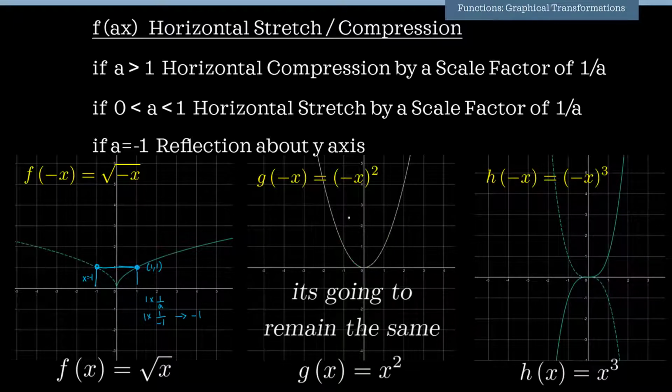Similarly, for the function g of x, let's take this point over here whose x coordinate is 2 and y coordinate is 4. The y coordinate remains the same for this transformation. For the x coordinate, I multiply 2 by 1 upon -1, because we multiply by a scale factor of 1 upon a in this transformation. 2 times 1 upon -1 is -2. So this point is going to move over here when the x coordinate is now -2. So either you can learn it this way or you can simply learn that the graph is going to reflect about the y-axis.